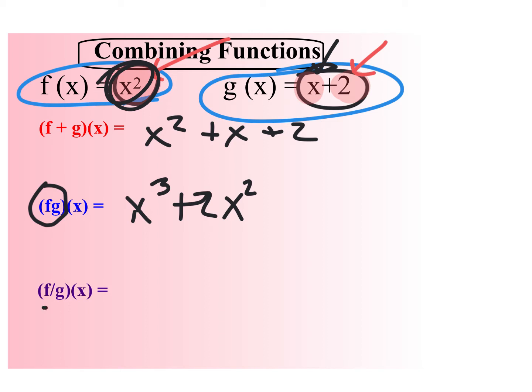And last is f divided by g. F is x squared divided by the g, which is x plus 2. Can you cancel those x's or not? No, because this one's part of an add problem, so you cannot cancel those x's. And then that's it.